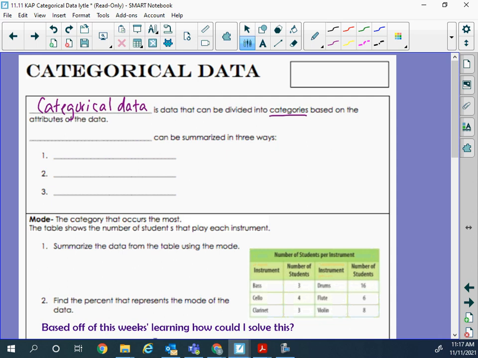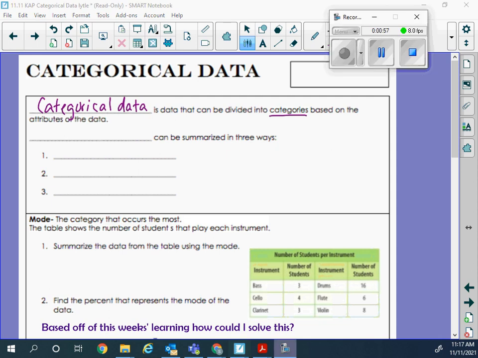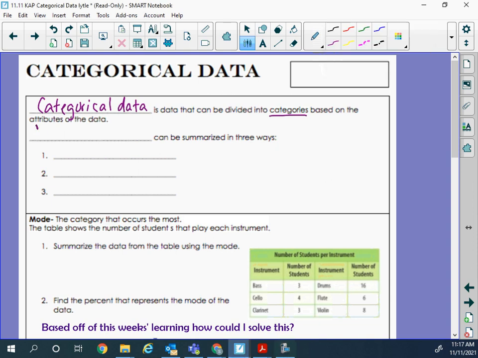Okay, anyway, so it's like an attribute. So like you could say an attribute of me is like I have brown hair, I have brown eyes, I'm short, whatever. Okay. So we can also talk about things about data. Categorical data can be summarized in 3 ways.